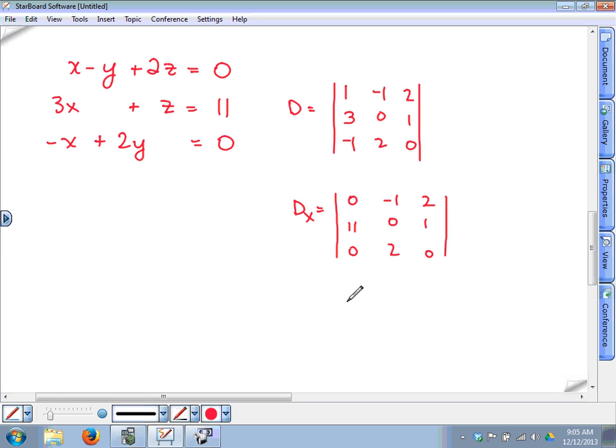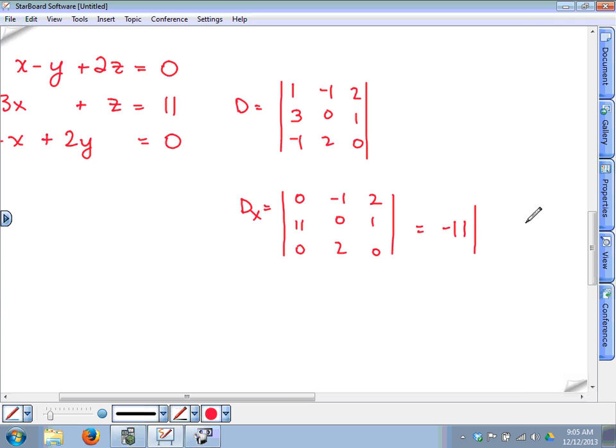Okay? So when you're finding this determinant, you choose this cofactor, but if 11 is the entry, what's the cofactor for it? Negative 11. And then the cofactor from that, if you cross out the row and the column, is going to be negative 1, 2, 2, 0. So you get negative 11 times 0 minus 4, which is negative 4. So that D sub x is 44.